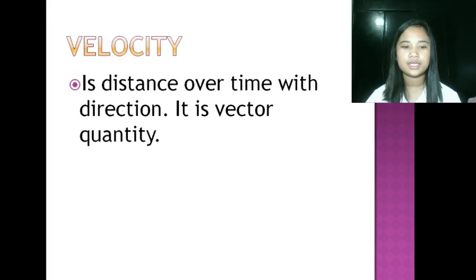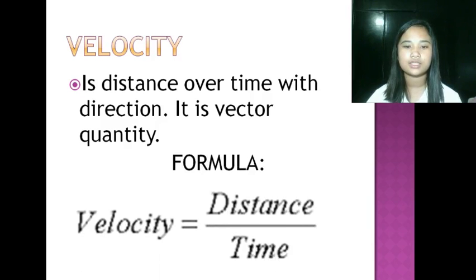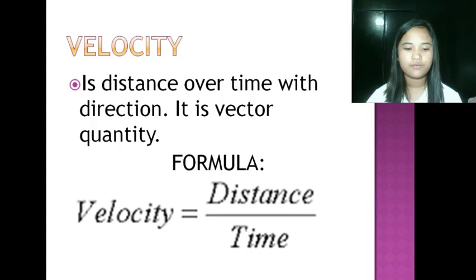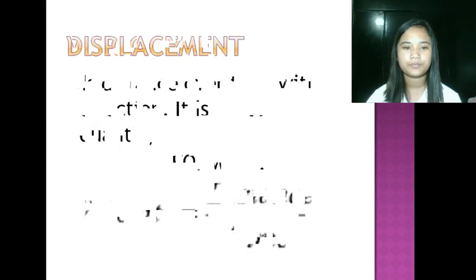First is the velocity. It is the distance over time with direction. It is clearly a vector quantity. We also notice that it is almost the same as the speed, but it has direction because it's a vector quantity. On getting the velocity, same as the speed, velocity equals distance divided by time.